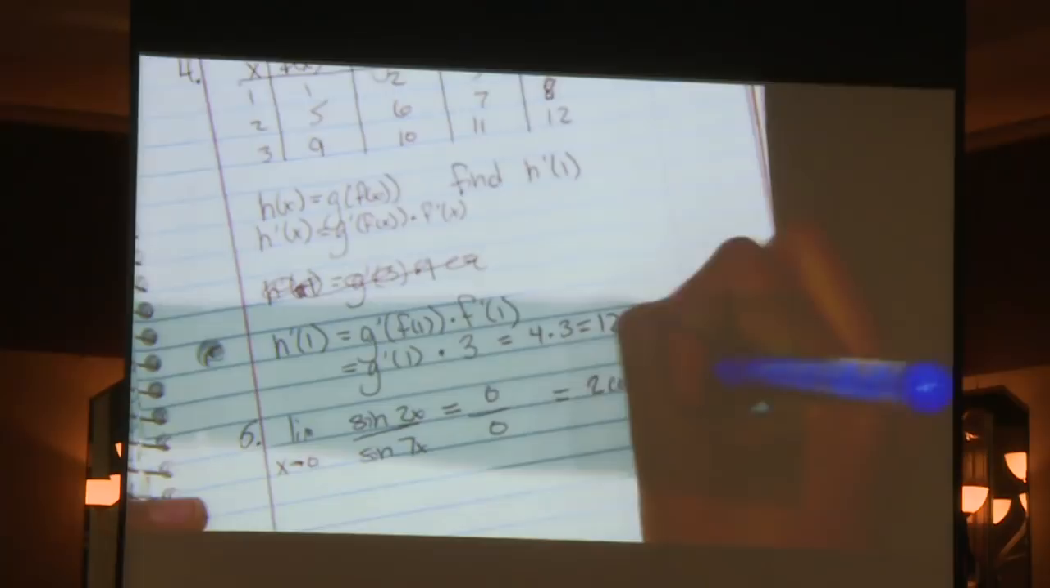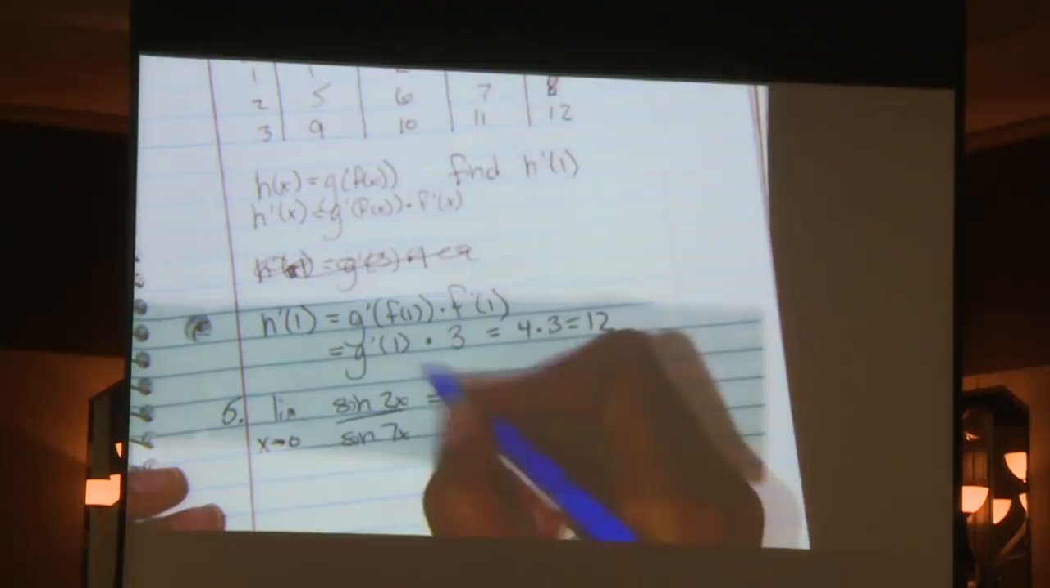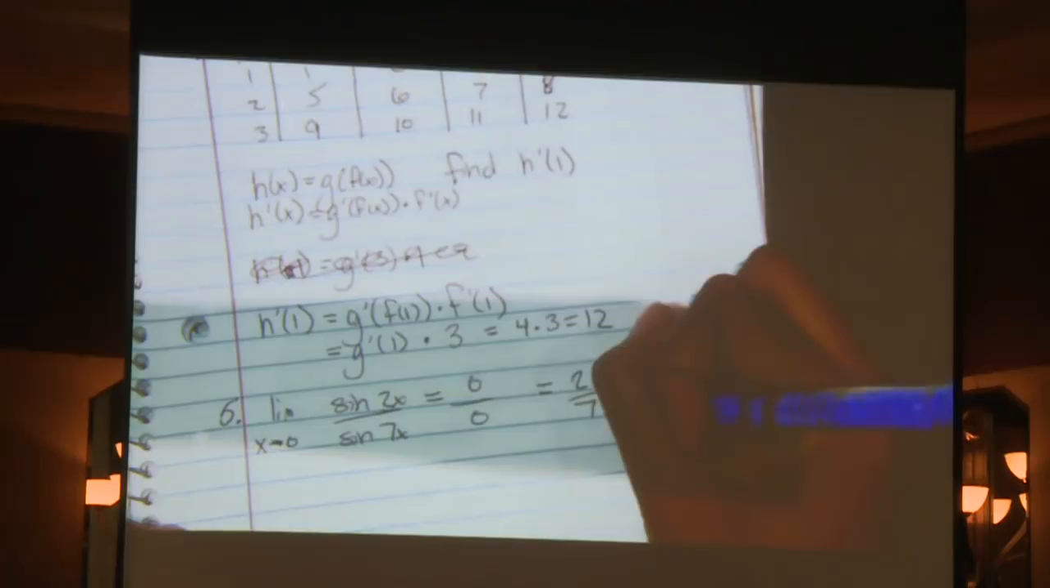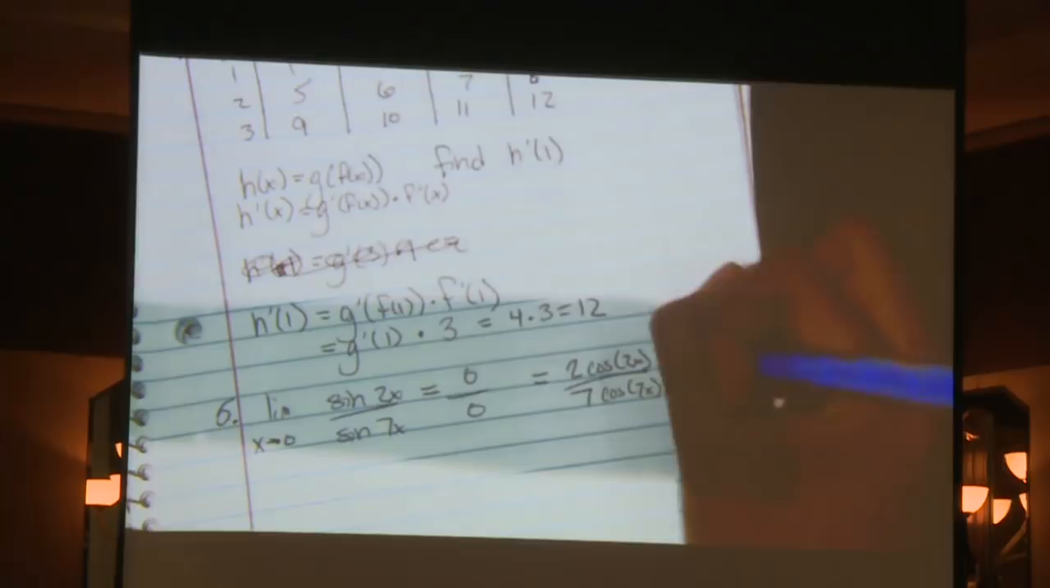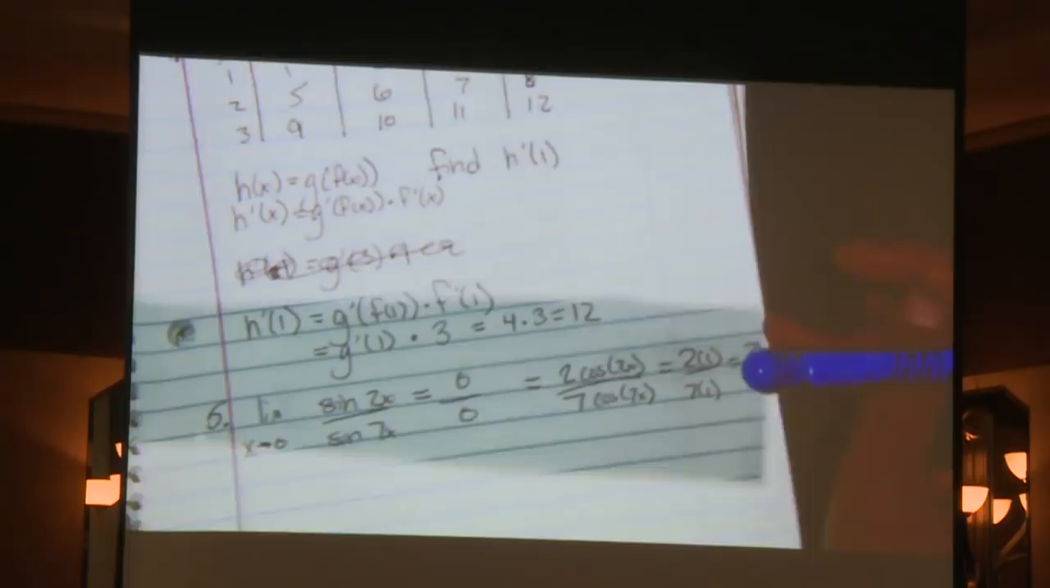So you take the derivative of the original, kind of like what we did up here. Then you multiply it by the derivative of the inside, which is 2. Same thing on the bottom. Now you have 7 cosine of 7x. When we go to plug in 0, what's cosine of 0? 1. 2 times 1 over 7 times 1, 2 over 7. Questions?